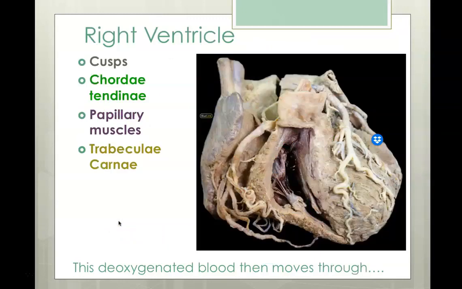So notice too that all of the AV valves will have the same components. They will have the cusps, the chordae tendineae, and the papillary muscles. And these components extend into the next chamber, which is your right ventricle here.